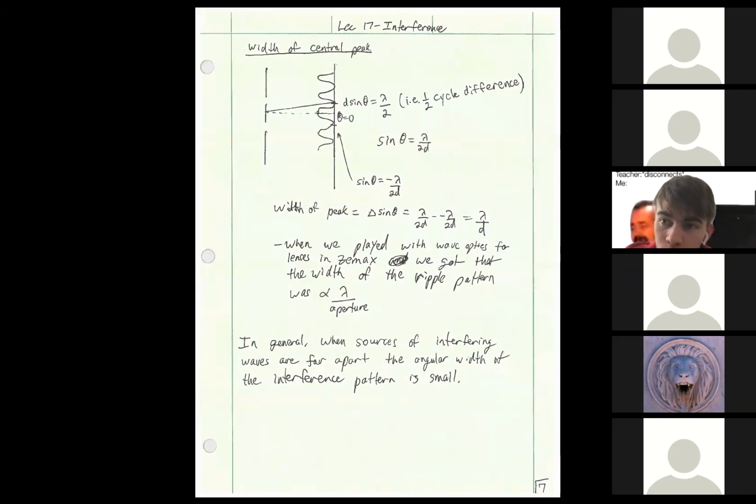And that'll be directly related to what we found last week in Zemax when we played with wave optics and found that the width of the ripple pattern was proportional to the wavelength of light divided by the aperture. That just comes from the fact that when the sources of interfering waves are farther apart, the angular width is smaller. And the wider the lens, now the lens is giving you an infinite number of interfering waves, but still, many of those waves are further apart from each other. So again, they produce a narrower central peak.